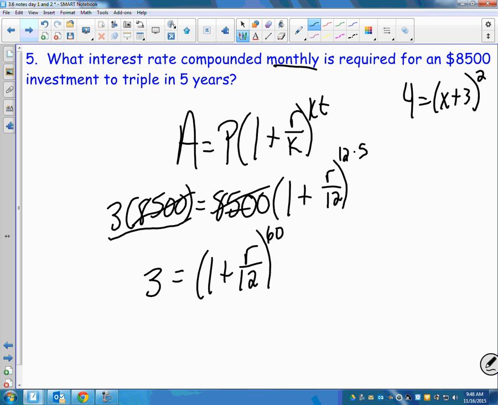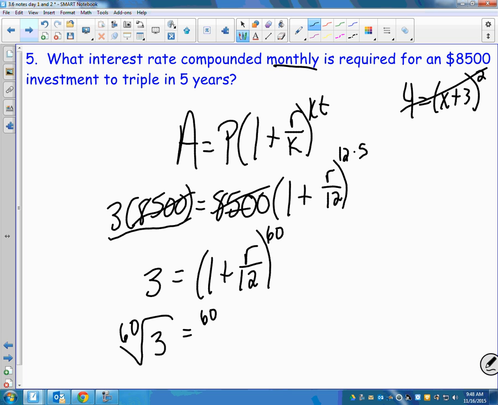I take the square root of both sides, because the square root undoes a squared power. So what could I do on this equation to solve something to the 60th power? I could take the 60th root, right? When's the last time you took the 60th root of something? Over the weekend? So, I could take the 60th root of 3.